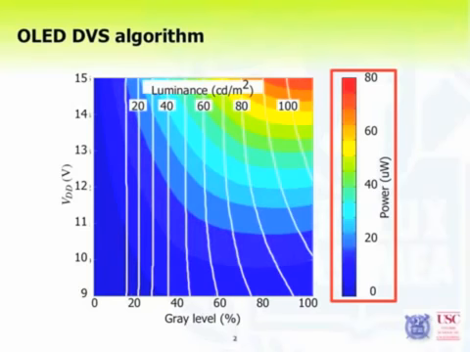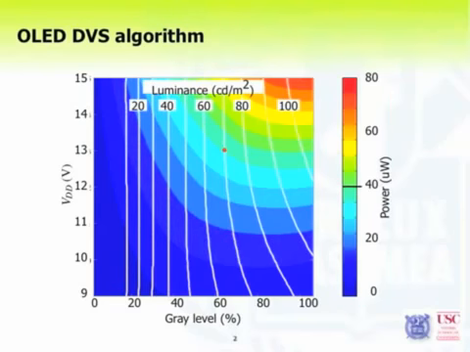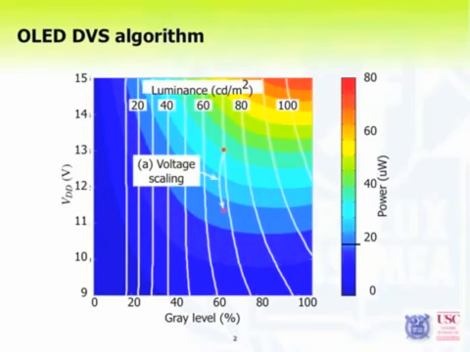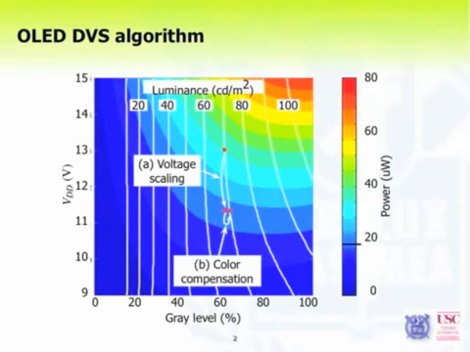The behavior of the proposed OLED DBS algorithm is as follows. The upper dot in the figure represents the original supply voltage and gray level point. The point moves straight down by supply voltage scaling, losing luminance and consuming less power. The image compensation recovers the luminance with a higher gray level value. This new gray level incurs higher power consumption, but the final power consumption of the OLED after voltage scaling and image compensation is still lower than that of the original OLED.